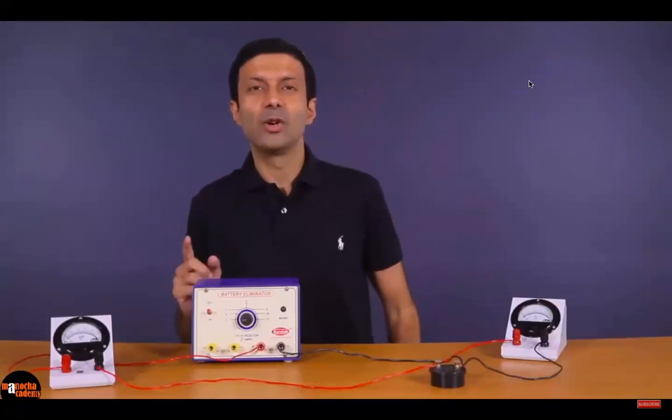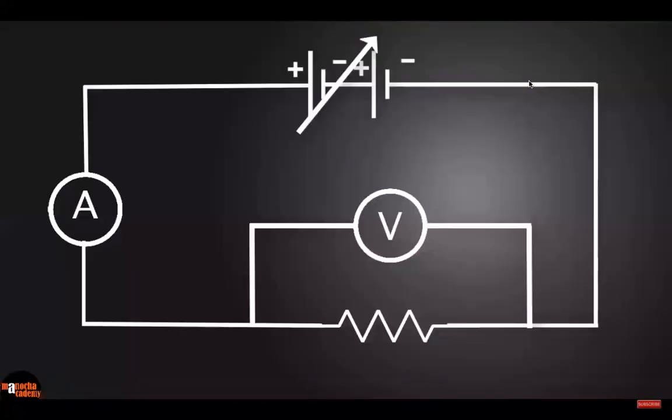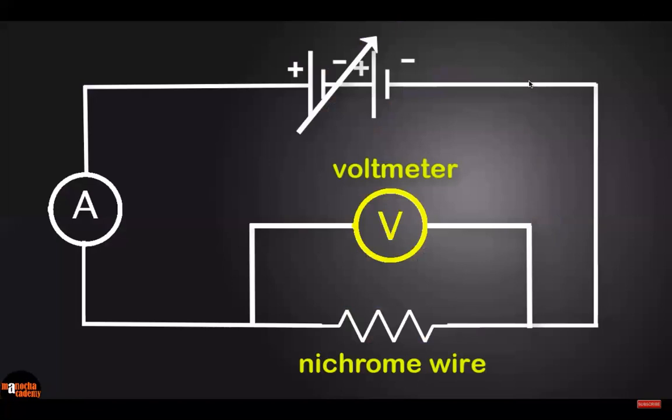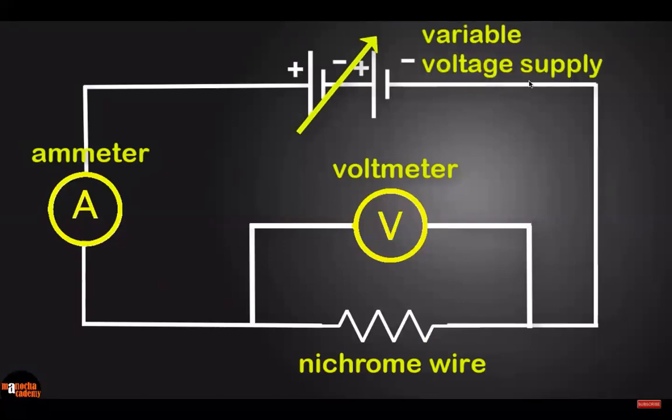If you draw the circuit diagram for our setup, it will look something like this. Here is the nichrome wire that is inside the black box. The voltmeter, which is marked with the V symbol, is connected across the ends of the wire. The voltmeter is connected in parallel. And the ammeter, which is marked with the A symbol, is placed in series with the wire. Do you notice that the battery is marked with an arrow? Since our battery is a variable voltage supply, we can change the voltage of the battery.